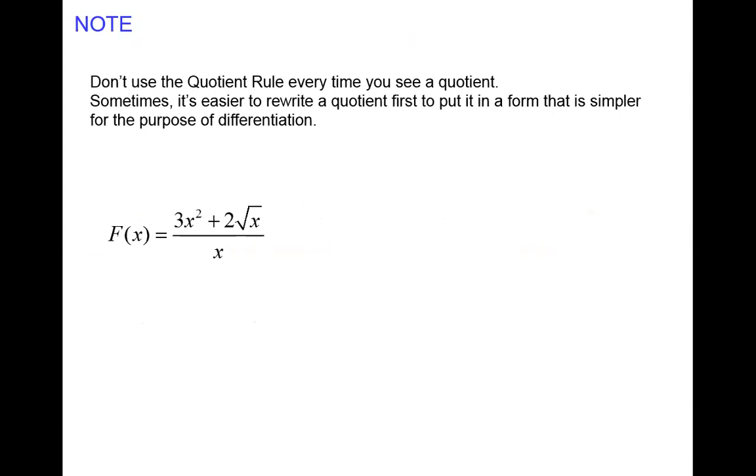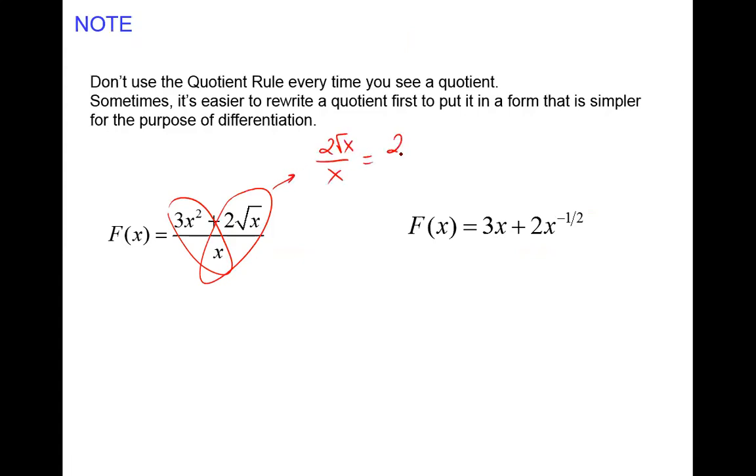We do have 3x squared plus 2 root x over x. Since I have only one function in the denominator, I can divide this and divide this. 3x squared over x is just 3x. And 2 root x over x is x to the power of 1/2 over x to the power of 1, and I can subtract exponents because it's division. That means this is 2x to the power of negative half. And now we can see the quotient is gone.